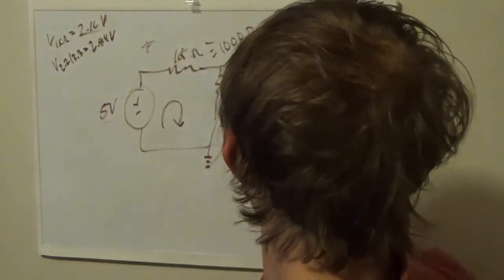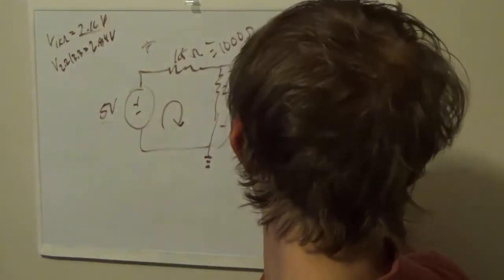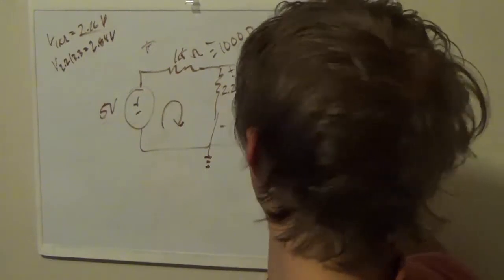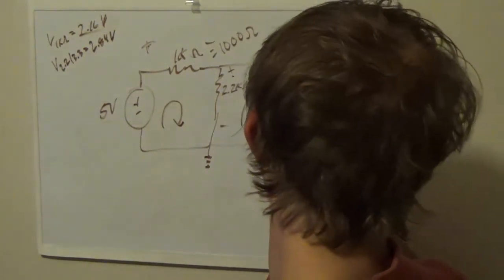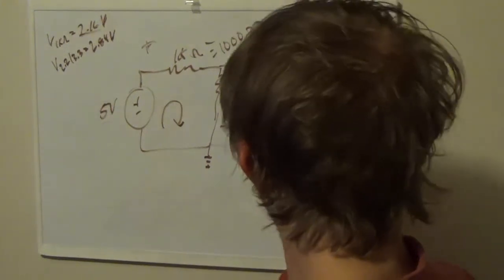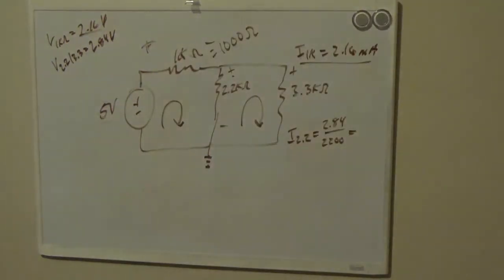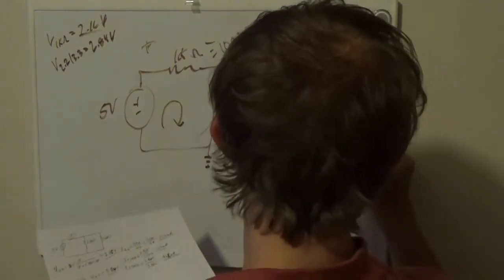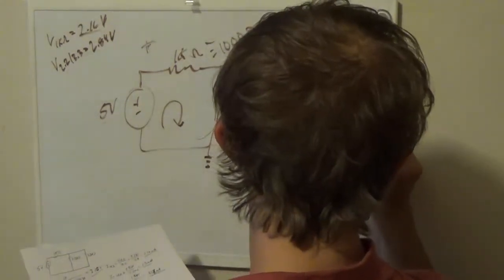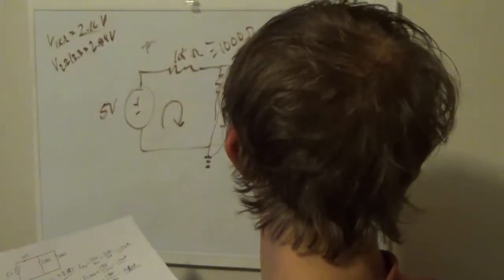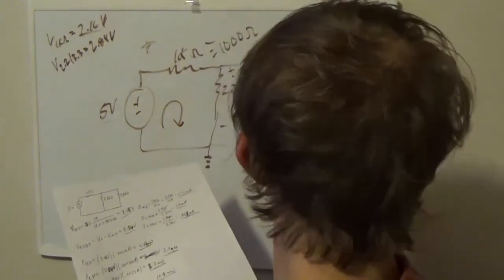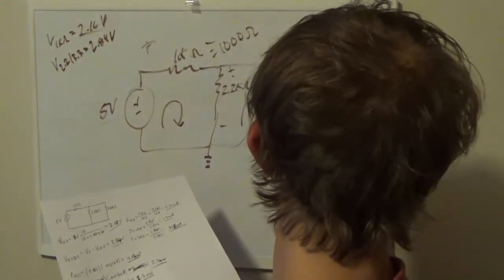We have the I of the 1K. Now we need these two currents. Same spiel. If you can do one, you can do them all. It's so trivial at this point. The current going through the 2200 resistor is 1.3 milliamps. And then the last one, 3.3, is 0.86 milliamps.